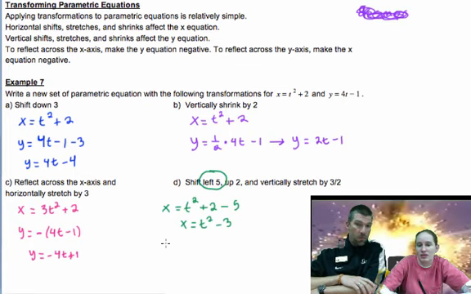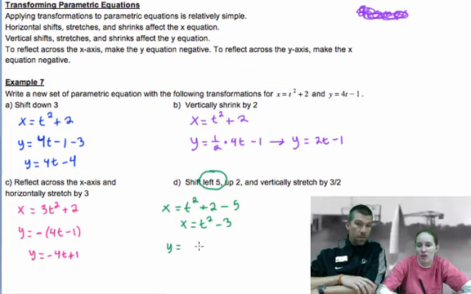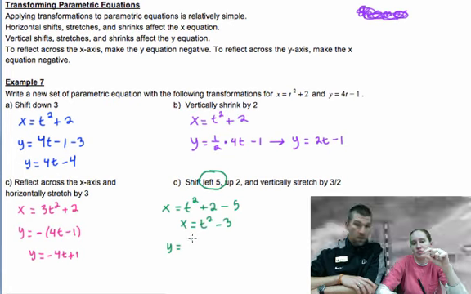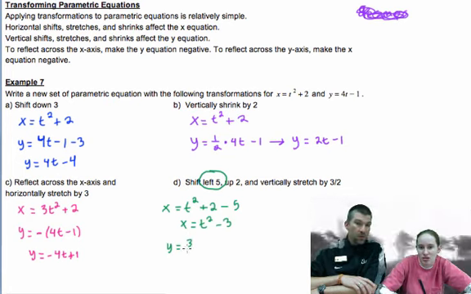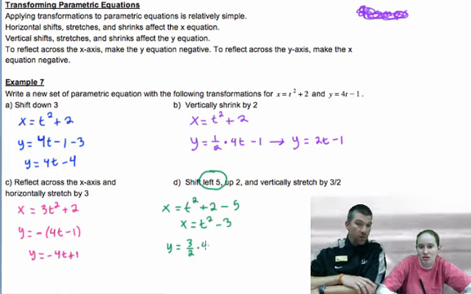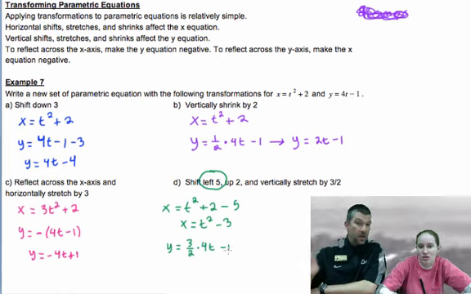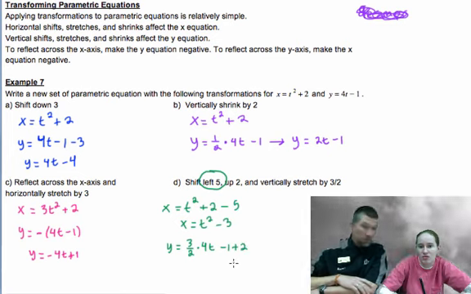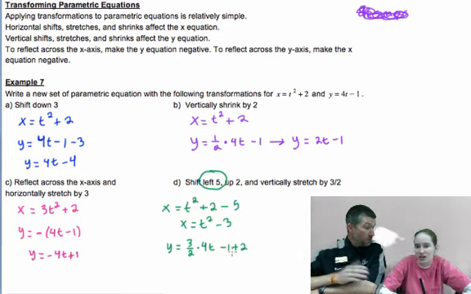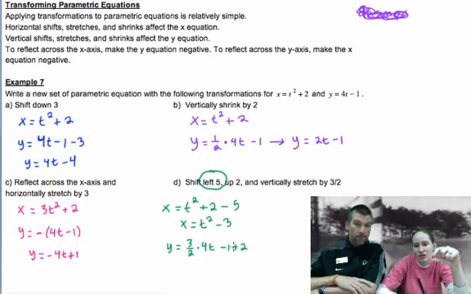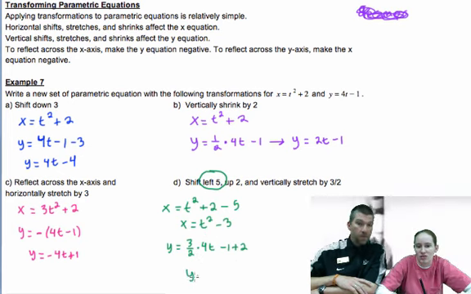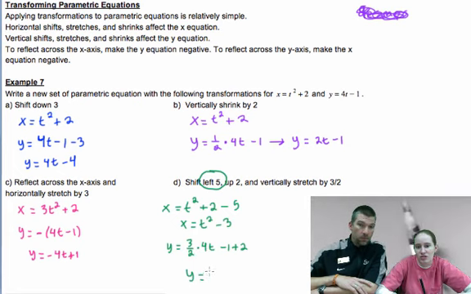All right, these other 2 things are going to affect our y equation. We've got a combo: up 2, but we're also vertically stretching by 3 halves. The up 2 part goes on its own, because if you multiply the 2 by 3 halves, that is not going to be 2 anymore. So we do these separately. The vertical stretch comes here in front of the t. The up 2 is going to affect this minus 1. So in this equation, 4 divided by 2 is 2, 2 times 3 is 6, and then -1 plus 2 is plus 1.